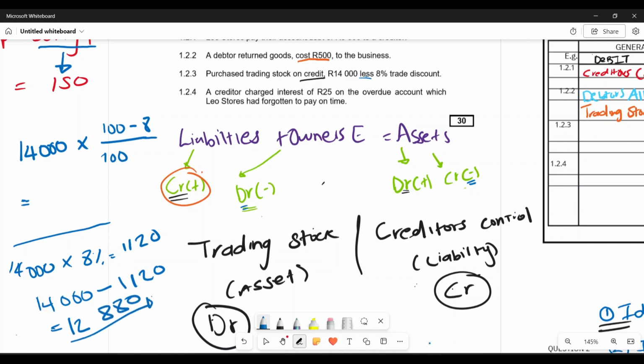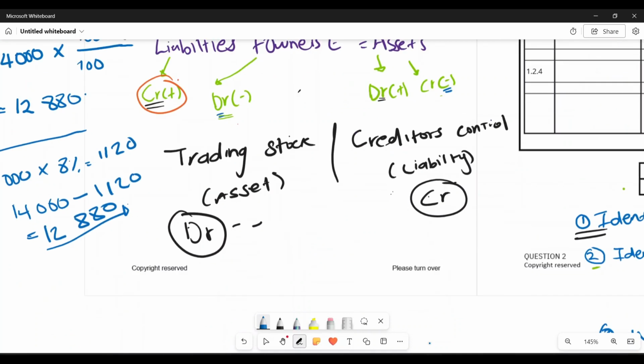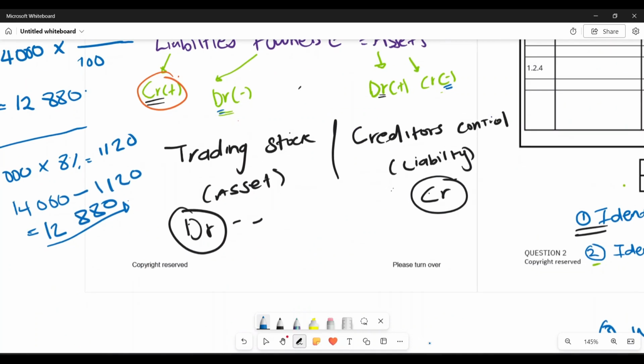Or alternatively, you could use this method, 100 minus your discount, all divided by your 100. So this would lead you straight to the answer, which is 12,880. So now, my trading stock, which is my asset account, would increase by 12,880. My liability account would also increase by 12,880.